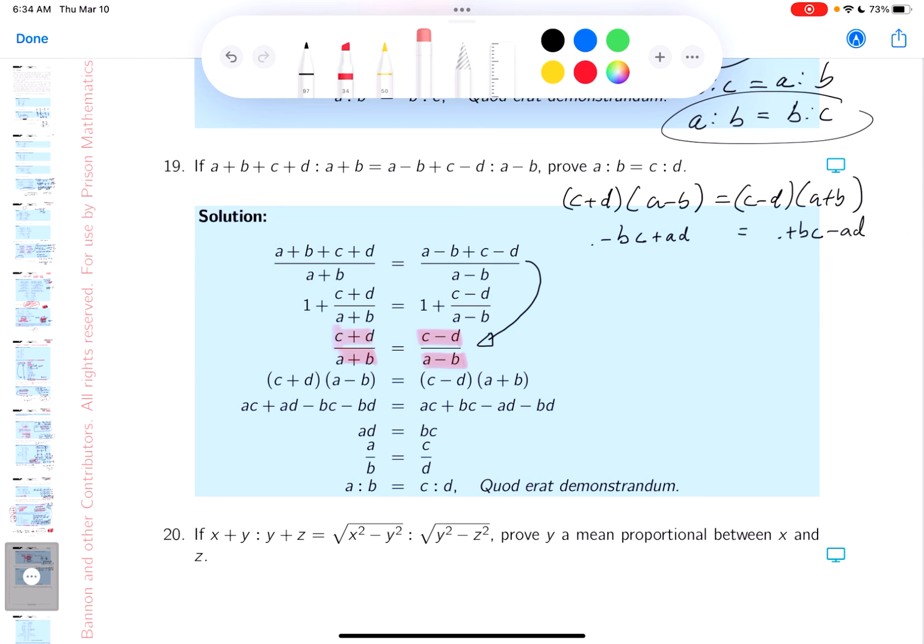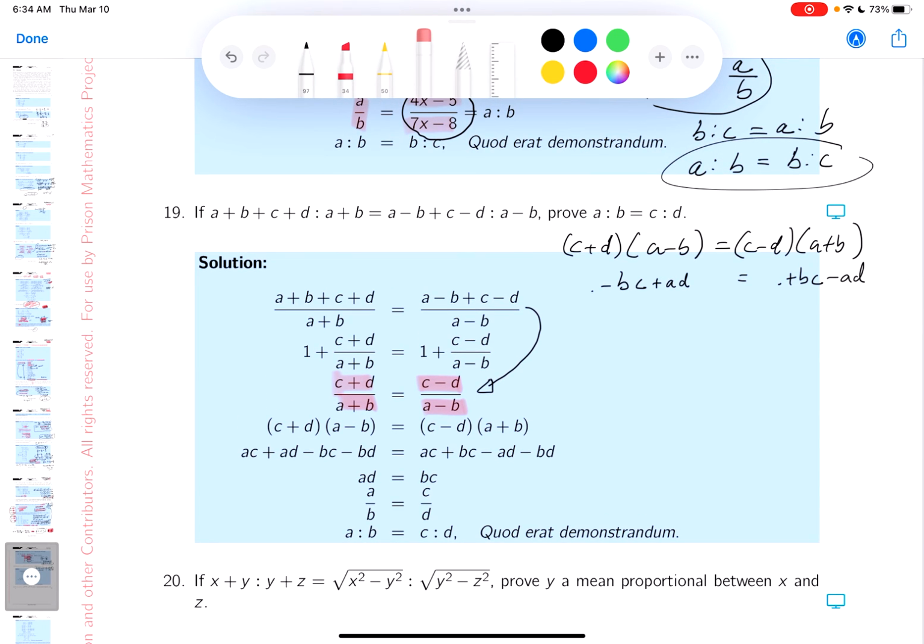All right, so someone says, what are you going to do now? Well, I'm going to add things to both sides now. So I'm going to get 2BC equals 2AD. Well, I'm going to divide both sides by 2, and I get AD equals BC.